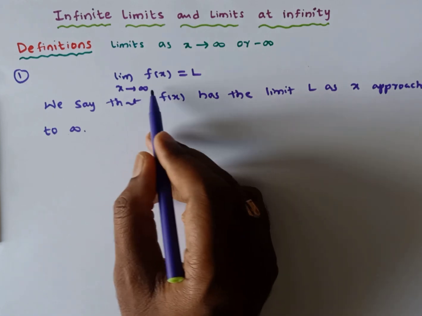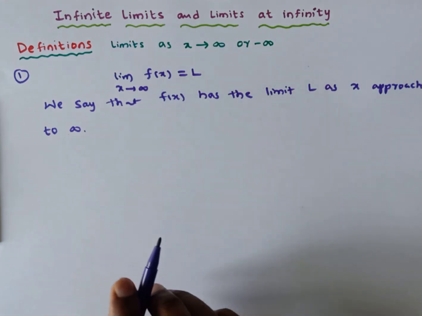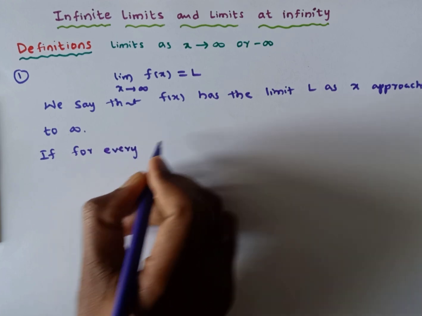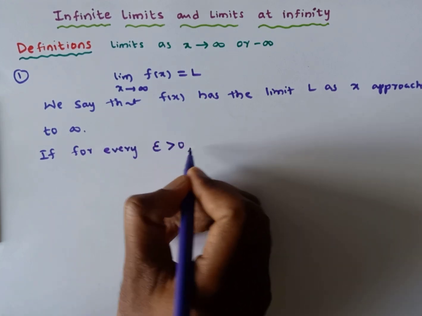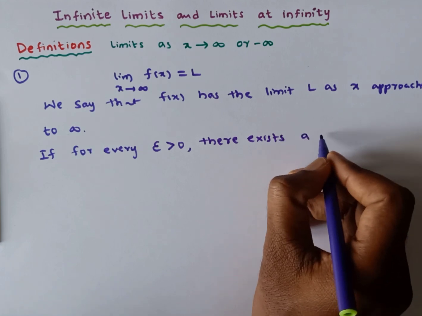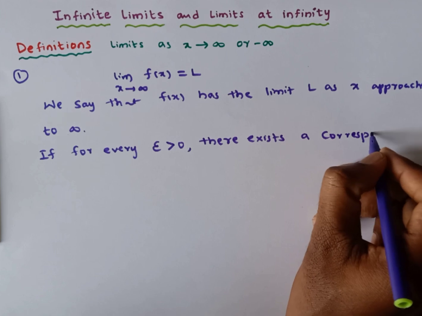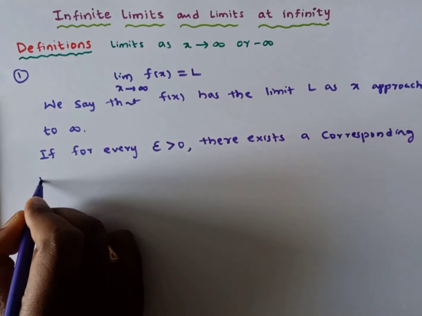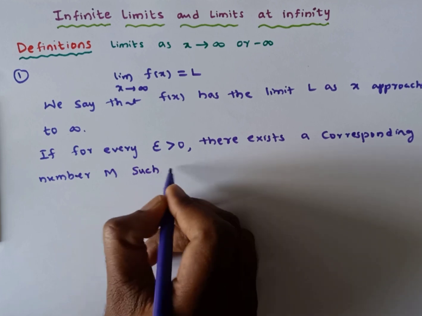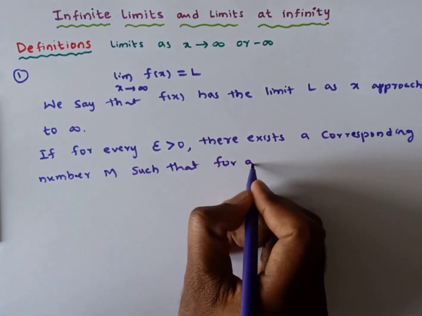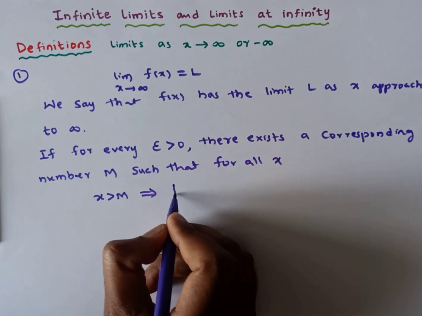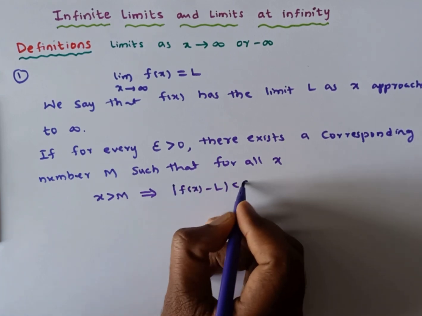Similarly we see the formal definition for this: as x approaches infinity, f of x approaches L. For that, for every epsilon greater than 0, there exists a corresponding number, let it be a capital M, such that for all x greater than M, that implies modulus of f of x minus L is less than epsilon.